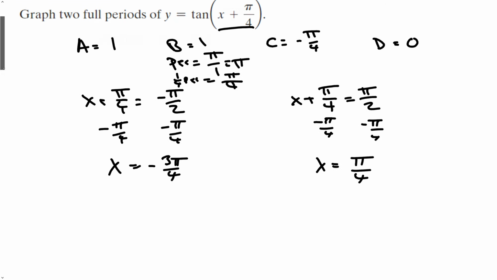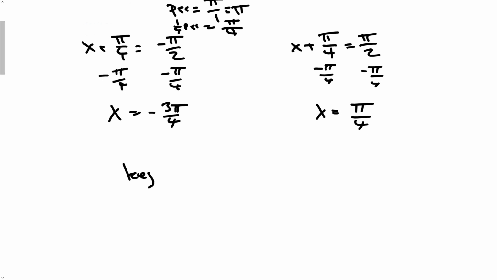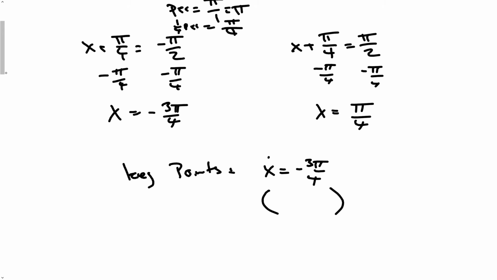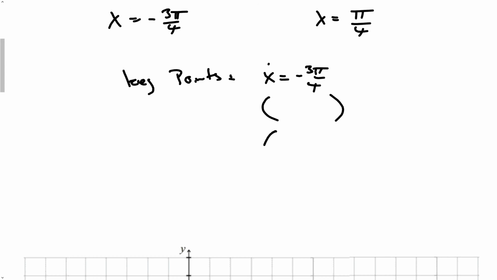Okay, so now my key points are x is equal to negative 3 pi over 4. That's an asymptote. First point. Second point. Third point. Last asymptote is pi over 4. A quarter of the period is pi over 4. So it's negative pi over 2, negative pi over 4, and 0.